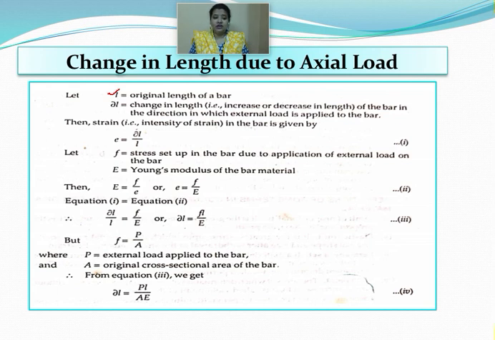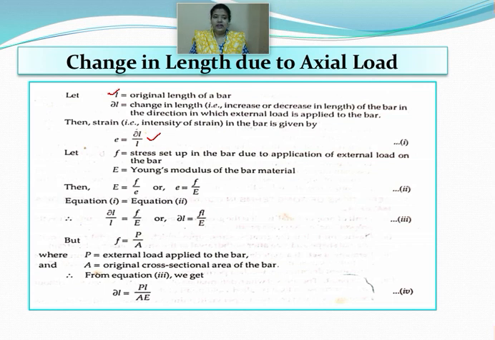Okay. Now we are talking about the strain. Strain is change in length to its original length. That means if I consider the change in length as del L, and the original length as L, then strain is equal to del L by L. So you can see here this is del L by L. What is this? This is none other than change in length by your original length.